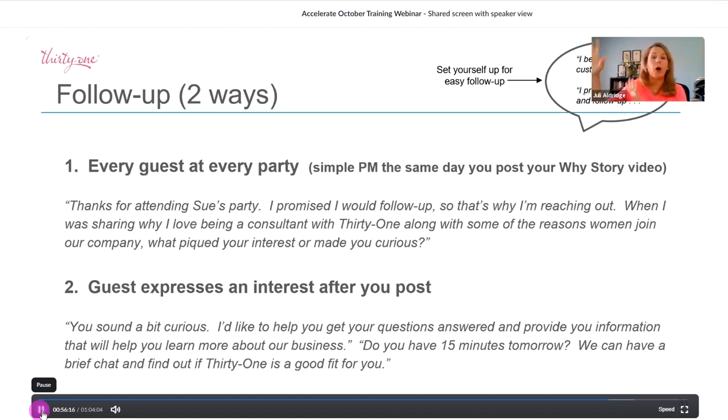Remember, you already posted, and you're going to send them a message that's got the opportunity flyer, okay? Even though you already posted in the party, send it to her personally. And remember, you already told them you were going to follow up with them, so it already opened the door for you. Then you can just message them after you send a picture of the flyer and say, hey, I just want to thank you for attending Sue's party. I promised I'd follow up, so that's why I'm reaching out.